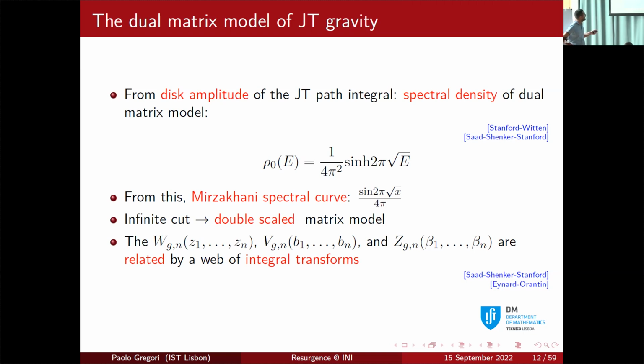In this particular case, the JT matrix model, the WGNs, the VGNs, which were the Weil-Petersson volumes, and the ZGNs, which were the coefficients of the perturbative expansion of Euclidean partition functions, are all related by a web of integral transforms. Very roughly, you can say that the VGNs are the Laplace transform of the WGNs, and that the ZGNs are the inverse Laplace transform of the WGNs.